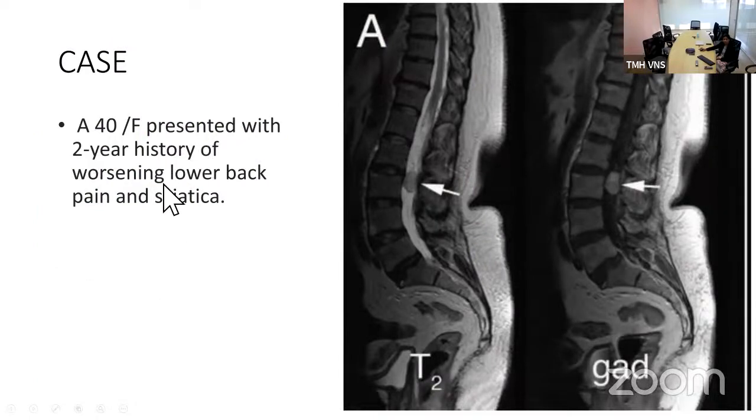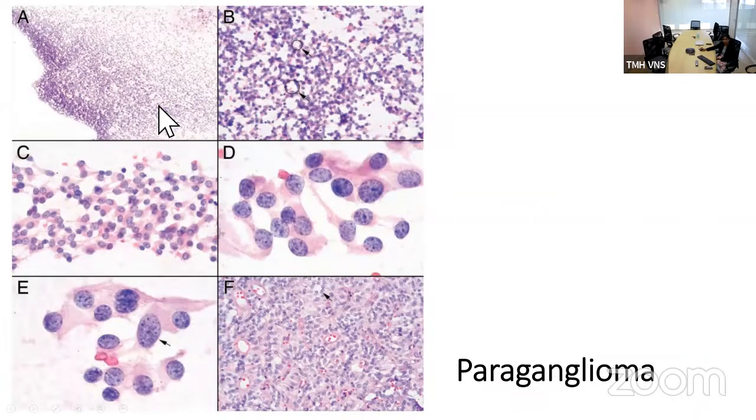Next case, a 40-year-old female presented with a 2-year history of worsening lower back pain and sciatica. This is a well circumscribed nodule which is showing uniform enhancement. Again, we can see this uniformly spread tumor with salt and pepper chromatin and some eosinophilic cytoplasm. In histopath, we can see this Zellballen pattern. This is a case of paraganglioma.